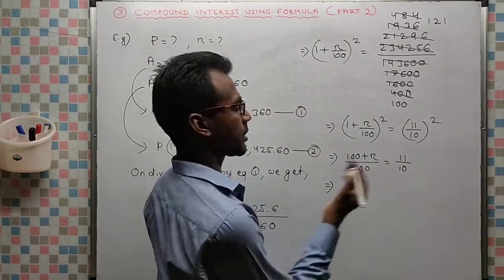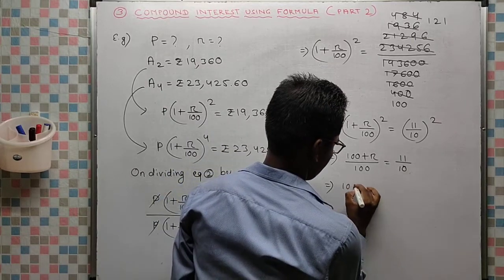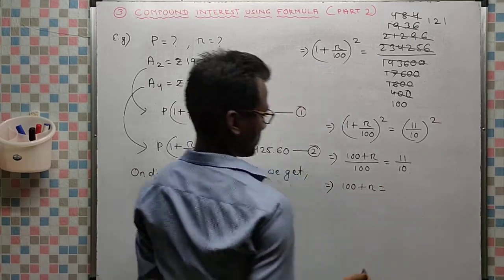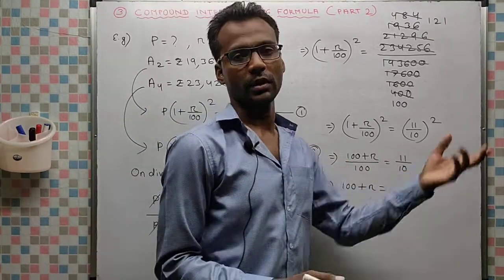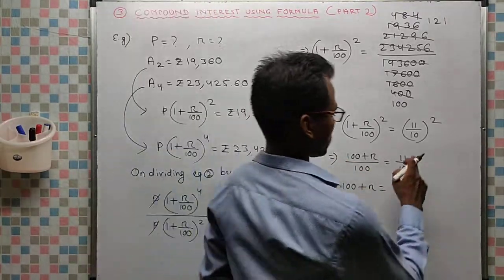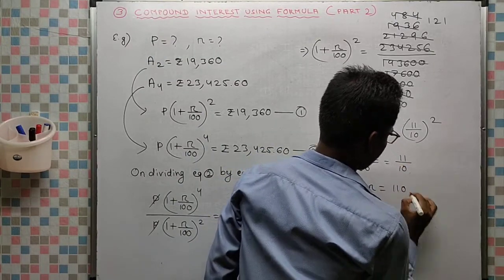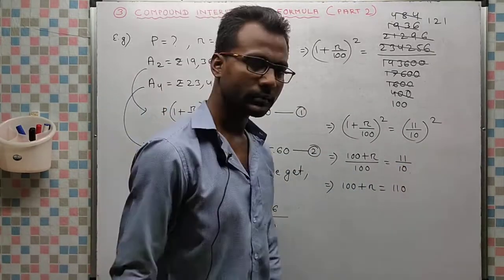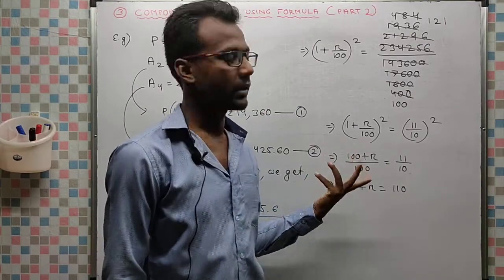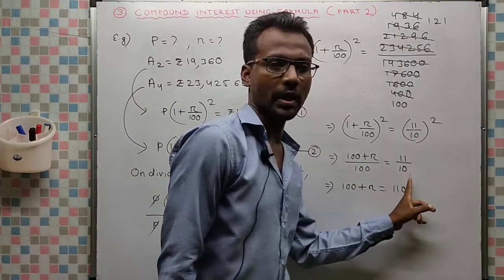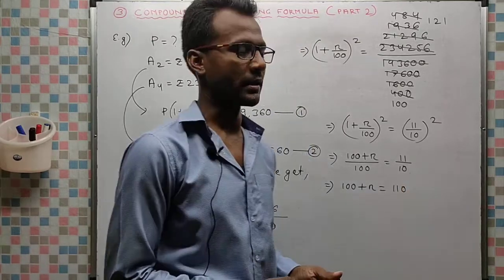or you can multiply by 100 on both sides. Same thing, multiplying by 100 on both sides or taking this 100 to the right side. So this 11 by 10 will become 110. Multiply 100 on both sides, 100 and 100 cancel on the left side, on the right side 100 into 11 by 10, the 0 cancels, 11 into 10 is 110.